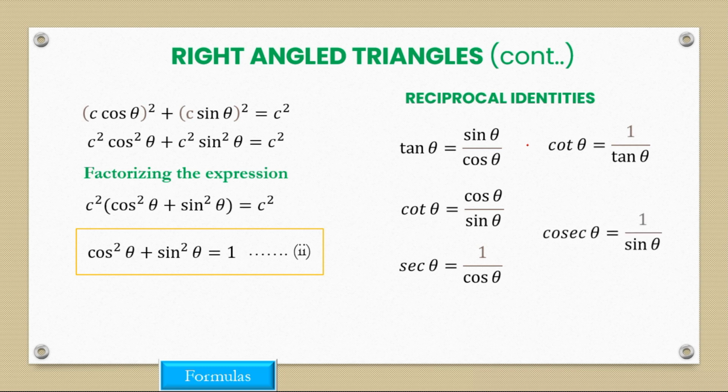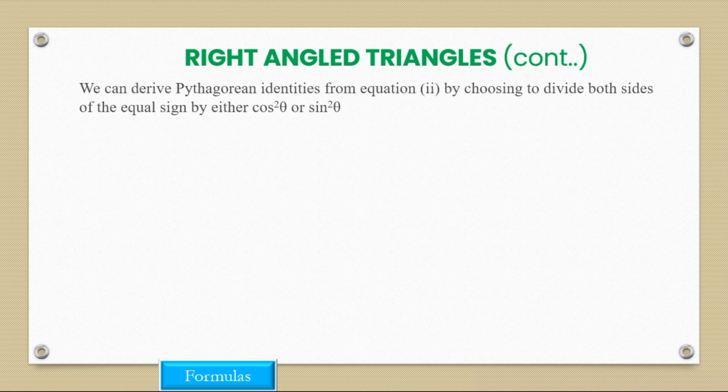And then lastly, we have cosec theta being equal to 1 over sine theta. I encourage you to memorize these identities that we derived here, because these will be a foundation for trigonometry. Alright, so let's continue from there.